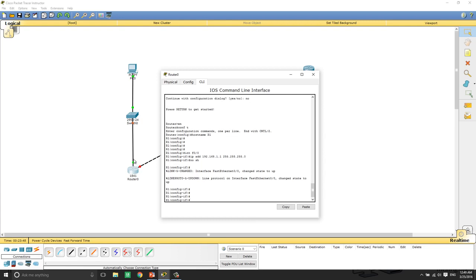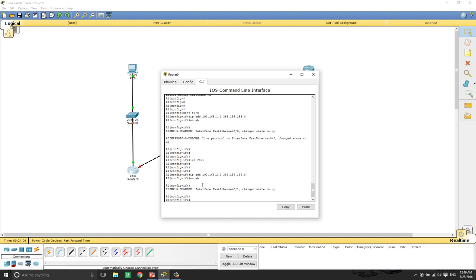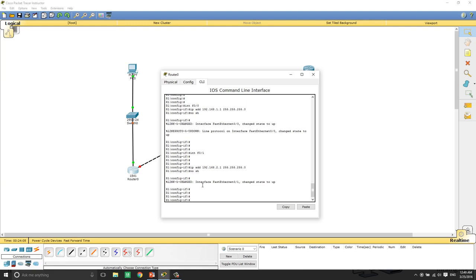That means this interface just came up. We need to give the same configuration to the other interface. So interface F0/1, IP address 192.168.2.1 255.255.255.0, no shut. Right, so these are simple things. We have not done anything new, so I'm just quickly rushing through this because it's just IP address configuration.